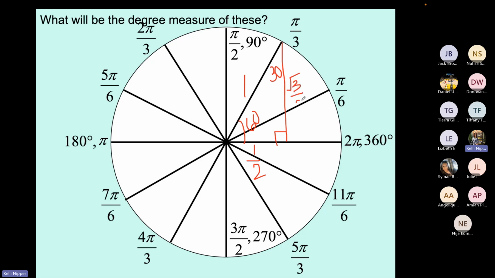our special right triangles that we studied, okay? So that means the x coordinate is 1/2 and the y coordinate is square root of 3/2. And so then we also equated that to cosine and sine and tangent, okay?